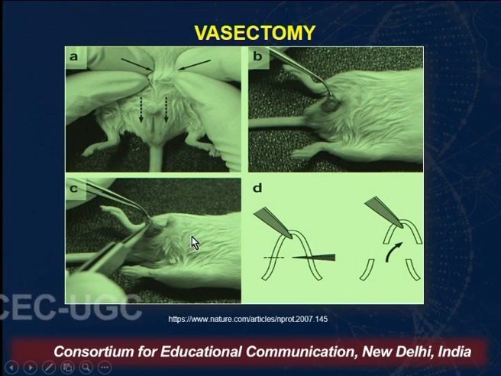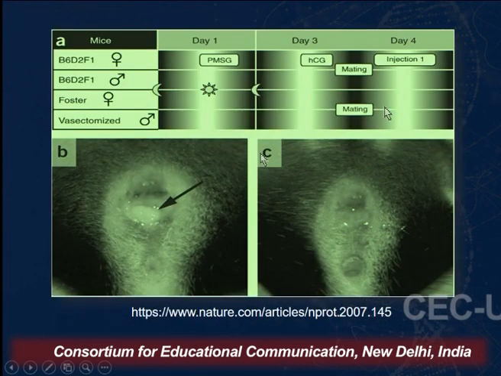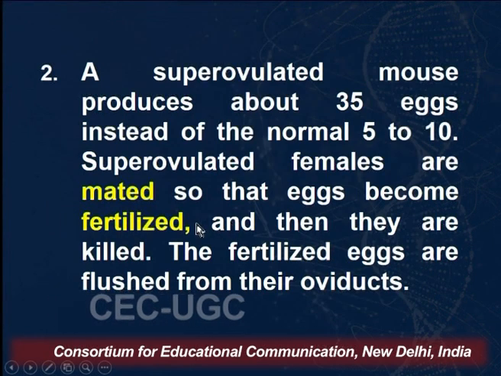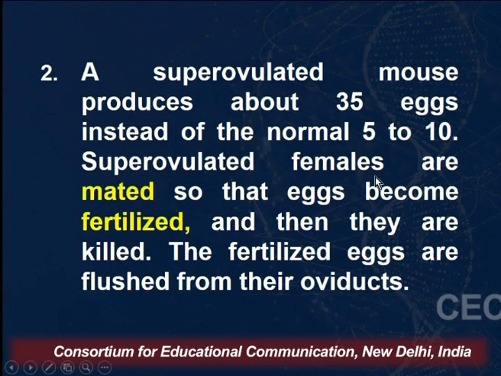This is an essential part of the creation of transgenic mice, because we want a foster mother which has mated at the same time as the donor female, but we don't want it to be pregnant. It goes through the mating process, but will not get pregnant because the male is vasectomized and is not able to produce sperm. So these are the two mechanisms by which superovulation and vasectomy are done. These superovulated mice produce about 35 eggs instead of the normal 5 to 10.